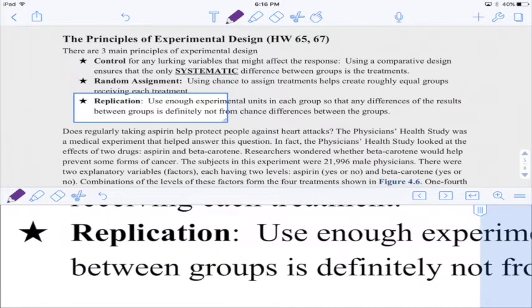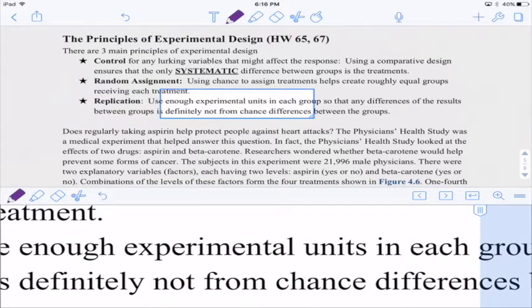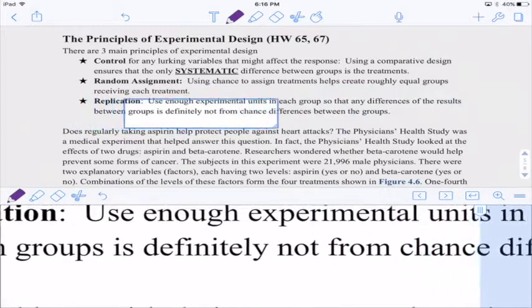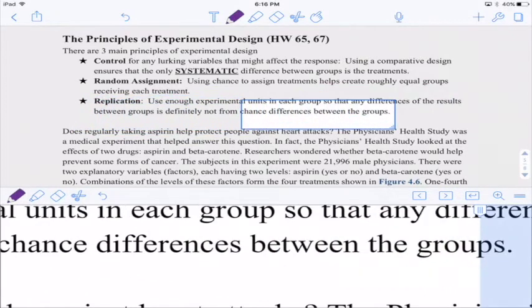And the third one is replication. We need to use enough experimental units in each group so that differences of the results between groups are definitely not from chance. For example, if we only had 5 people in a study, and we assign them into a group of 2 people and a group of 3 people, that's not really enough to convince us that the treatments are doing something.